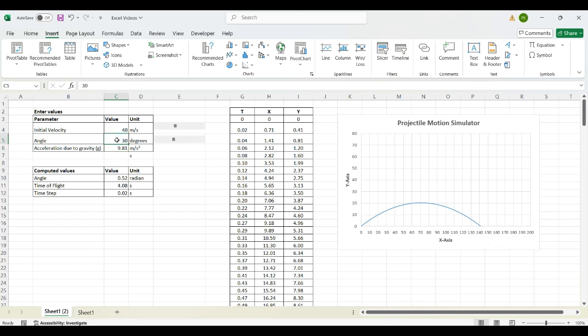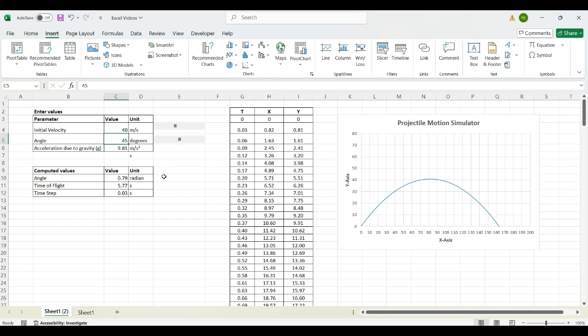Let me increase it to around 45. You can see the distance increases to around 160, 163 meters. So the distance further increases. The horizontal distance continues to increase as I increase the angle. Let's see whether this trend continues.